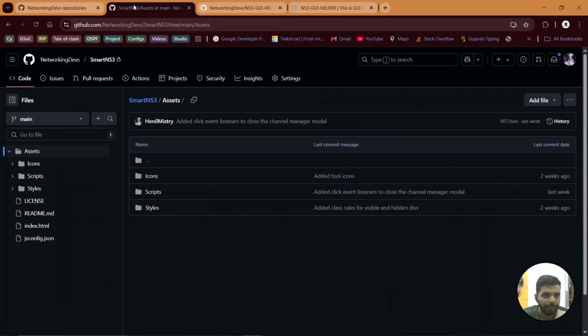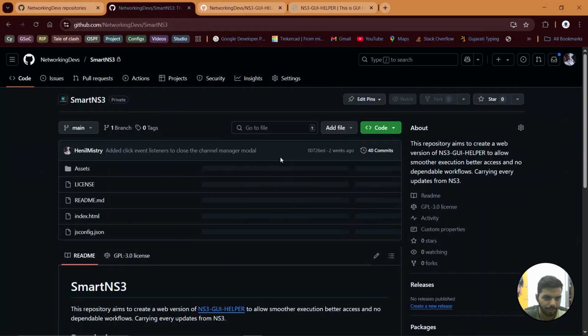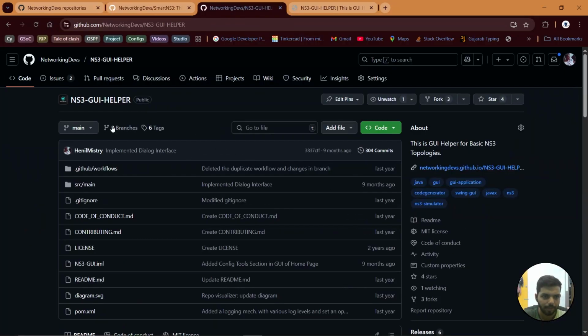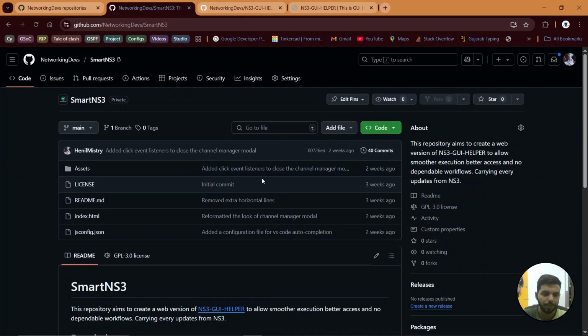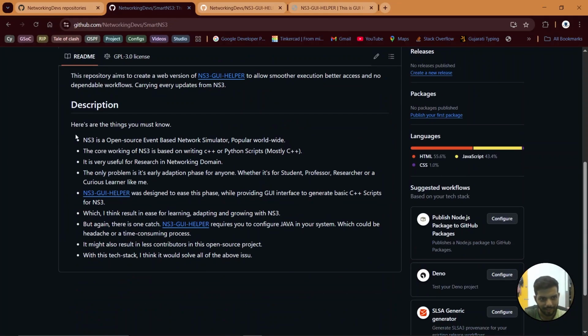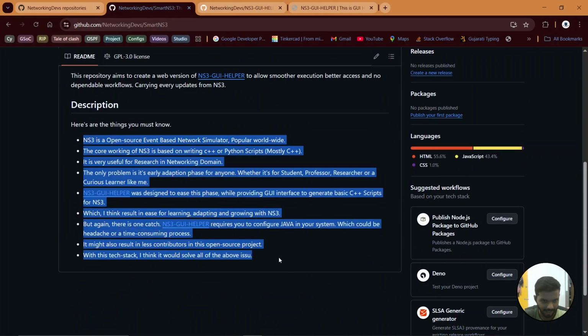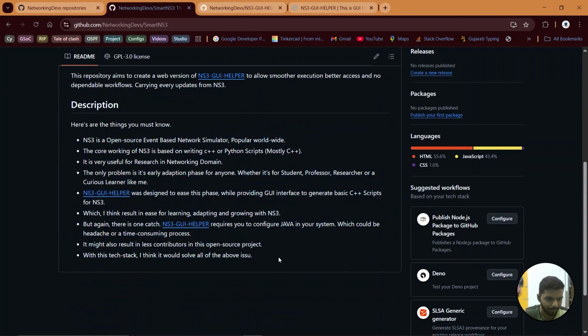So finally, I started this third project called Smart NS3, which is nothing but a replication of this project, but with a web GUI. These are the things that you should read in the description of the project. So you can read this part. This project, NS3 GUI Helper, was designed to use this phase. And what phase?